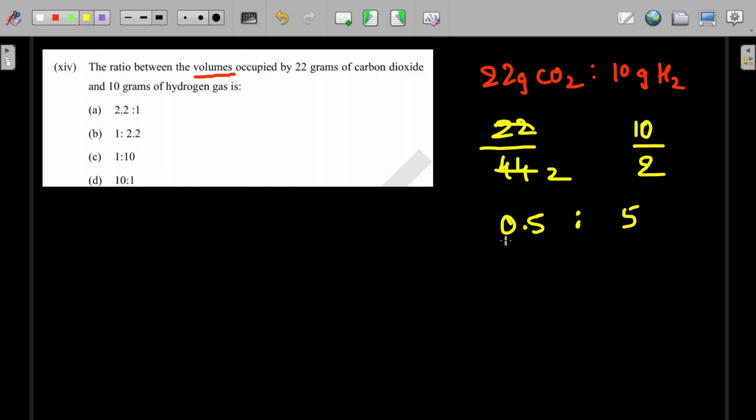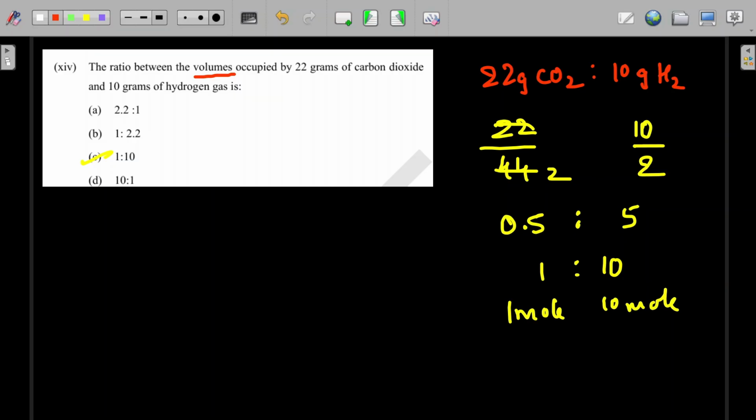So the ratio between CO2 and hydrogen moles is 0.5 to 5, means 1 is to 10. If you simplify this, 1 is to 10. So volume also will be the same, 1 is to 10, because 1 mole, 10 mole. At STP this will be 22.4 liter. It is 10 into 22.4 liter like that. Okay.